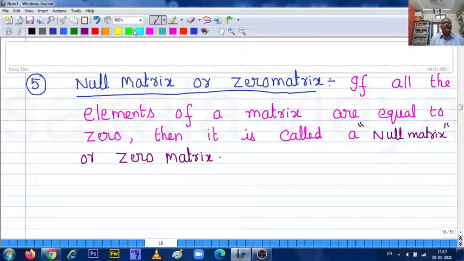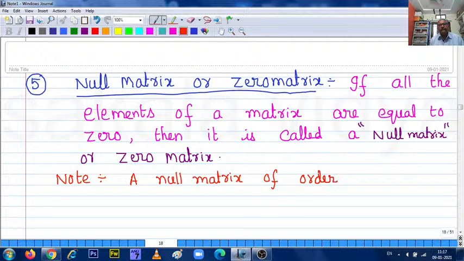So one more note, write down, that's very important. A null matrix of order m by n is denoted by O, not 0, O, m by n. There are m rows and n columns, but every element is 0.